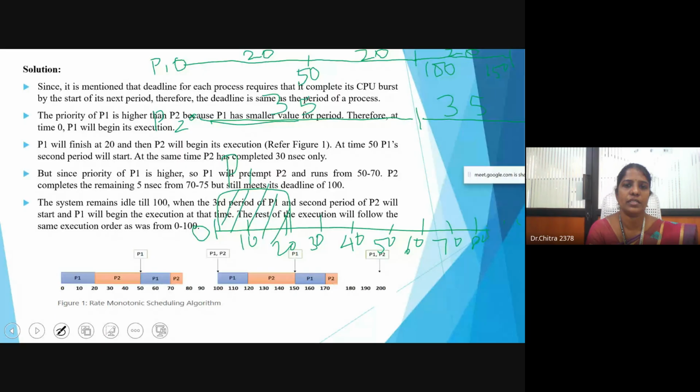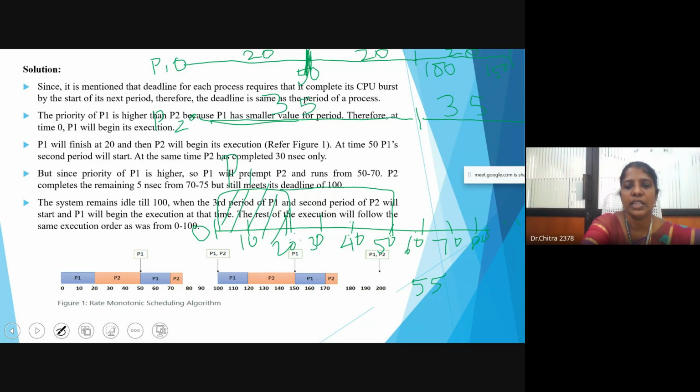And then how many clock cycles are required for P2? P2 requires 35 clock cycles. So 20 plus 35 means it would end the execution at the 55th clock cycle. But whenever 50 is reached, P1 should automatically be executed again because 50 is the slot of P1. So P2 can be executed up to P1, that is, up to 50.